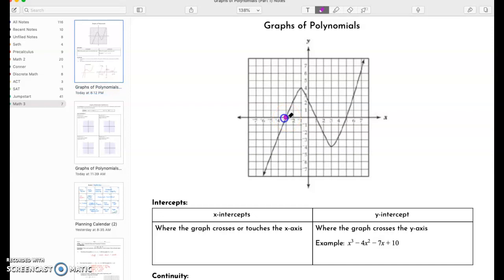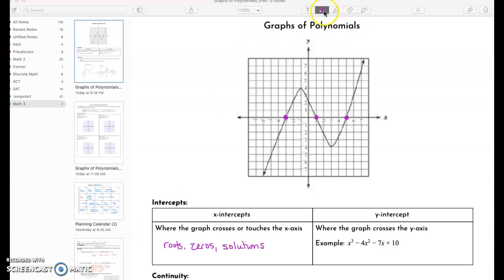So for this graph, we have 3 x-intercepts that we can see on the graph. These can also be referred to as roots, zeros, or solutions if you're working with polynomials and are asked to do other types of problems. So just know if you see any of those 4 words, x-intercepts, root, zero, solutions, they're all looking for the same thing. We're trying to figure out where the graph crosses the x-axis.